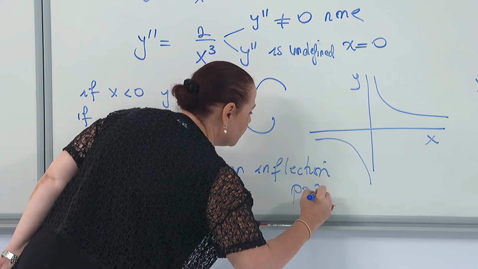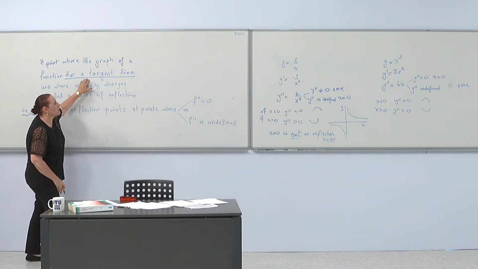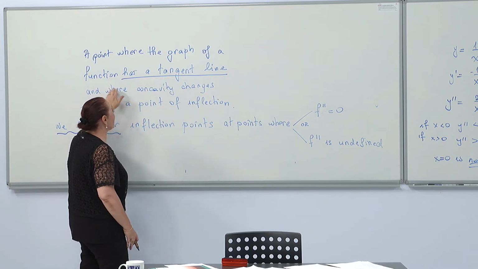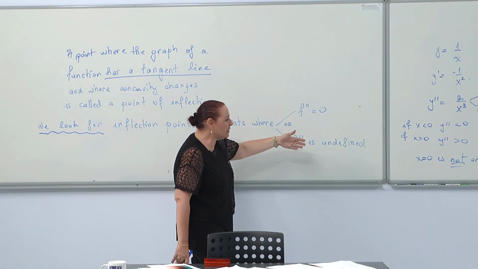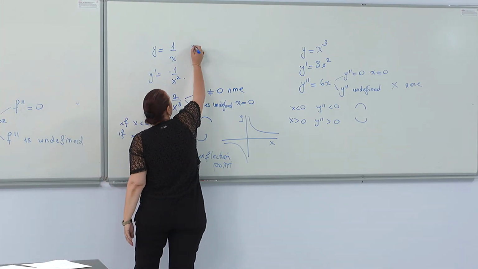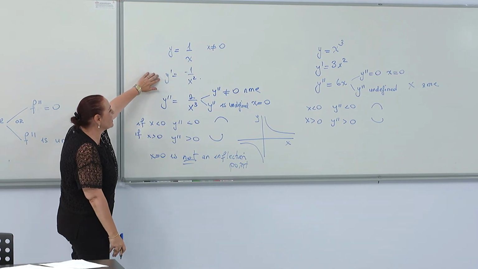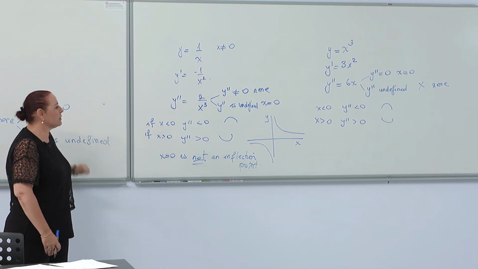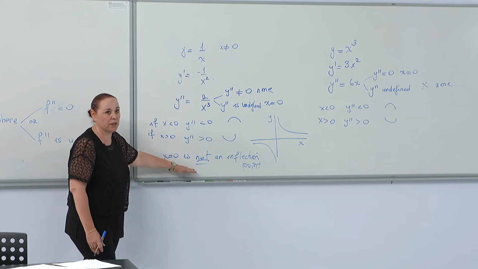Why is that? We return back to our key concept. A point where it has a tangent line and concavity changes is an inflection point. Here, concavity changes, all right, but the function is not defined at 0. The function doesn't have a tangent line at 0. Although the sign of the second derivative changes, it's not an inflection point.